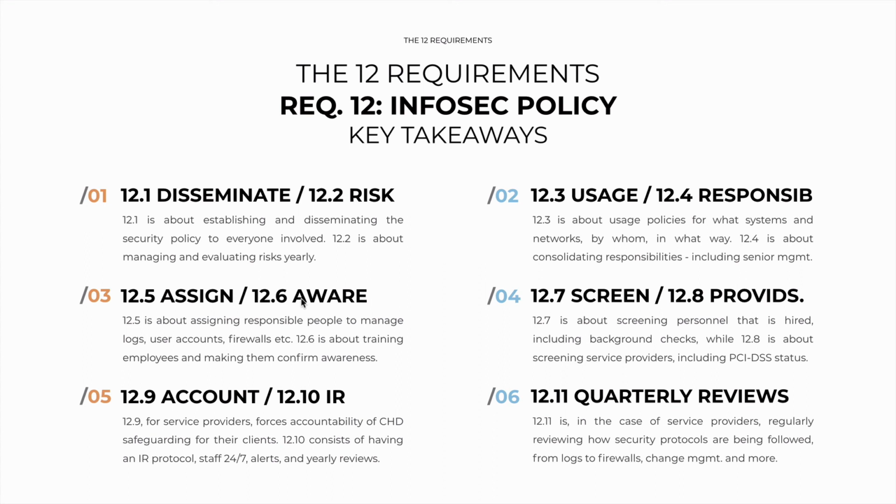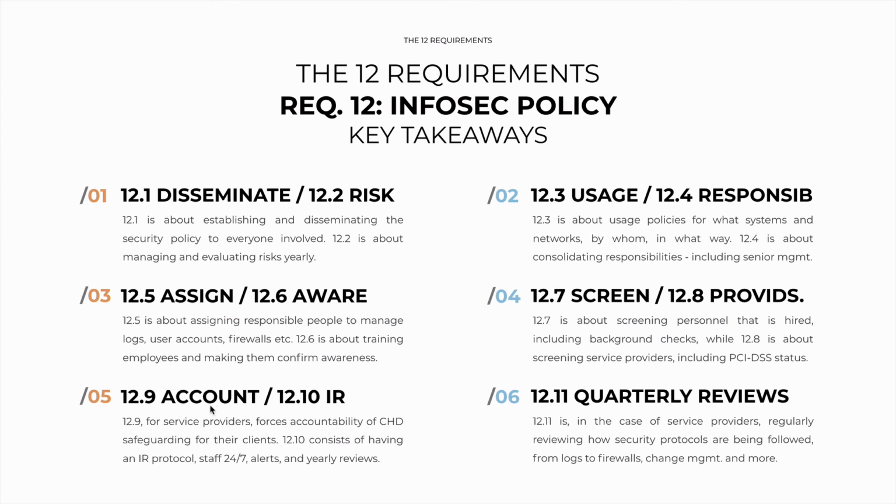12.6 is about awareness, making sure that employees who are actually going to enact your security procedures are well trained in information security. Then, the following two are about screening. 12.7 is about screening personnel. 12.8 is about screening providers. 12.7 is about doing background checks, criminal record checks, and so on for the people you hire, while 12.8 is about having a process and specific criteria for selecting your third parties, or for dropping them, as well as obtaining agreements from them in terms of safeguarding your card data.